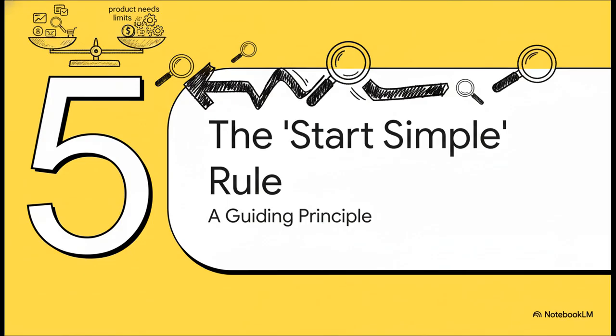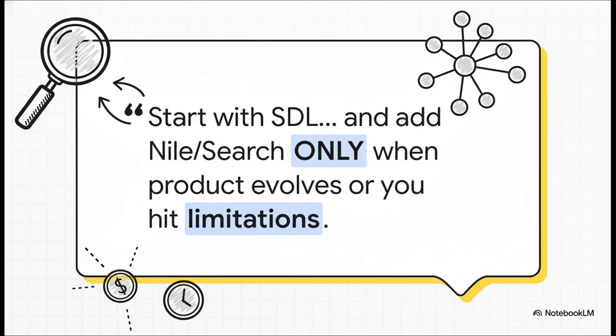Okay, so after weighing your product needs, the cost, and the technical limits, what's the final verdict? It all comes down to one really powerful guiding principle. I love this quote from the source materials summary because it just nails it. Start simple. Use the basic query API for as long as you possibly can. Don't take on the complexity and the financial cost of a dedicated search service until you absolutely have to, either because your product demands it or your technology is crying for help.